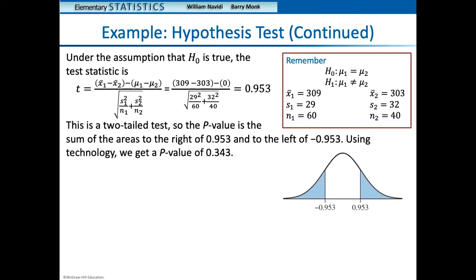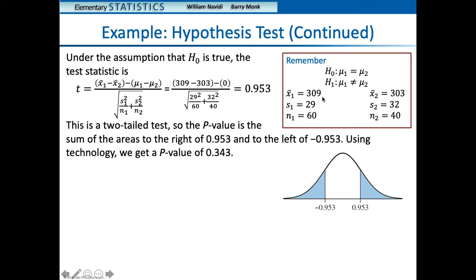The null hypothesis is the assumption that the scores are equal to each other, right? There's no difference. And then because it says the word differ, the alternate hypothesis will be the assumption that the means are not equal to each other, right? And then we summarize the information that's given, right?